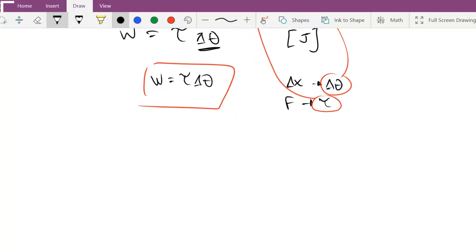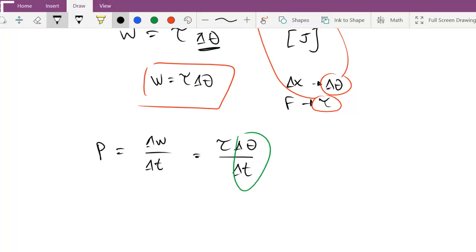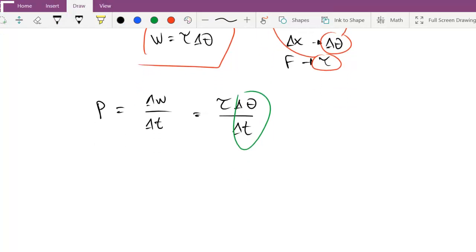And power is defined to be the rate at which work is done. So this is the change in work over time, or how much work is done over a time interval. So this is equal to, work is tau delta theta over a time interval, and delta theta over delta t is what we previously defined to be omega. So the power, the rate at which work is performed, is a torque times an angular velocity.